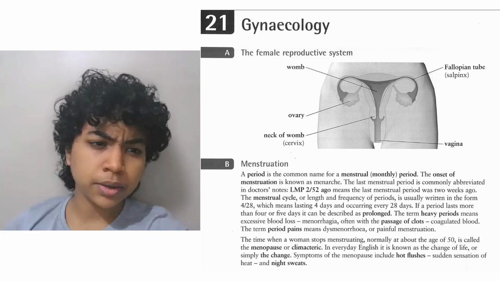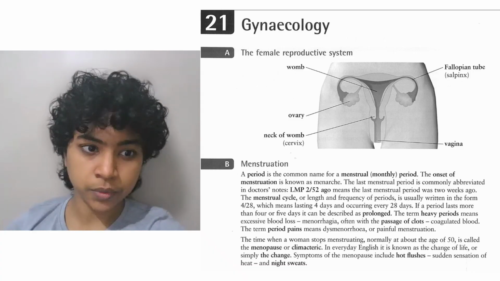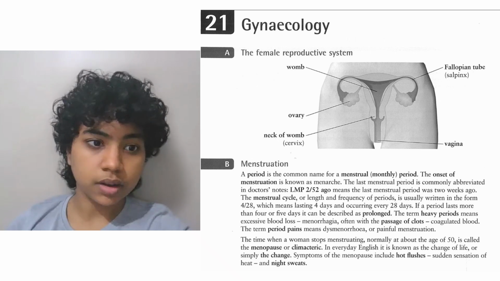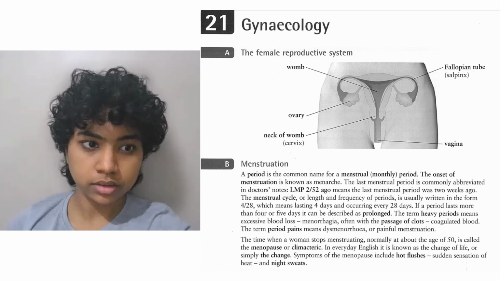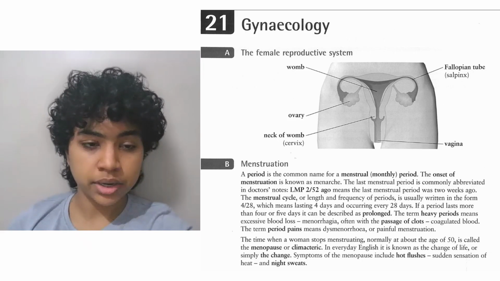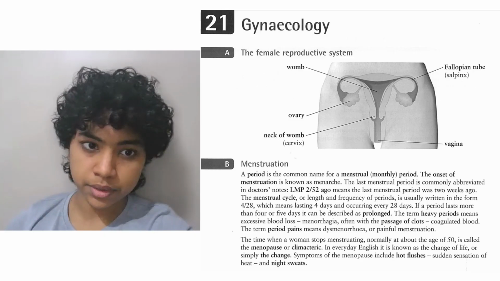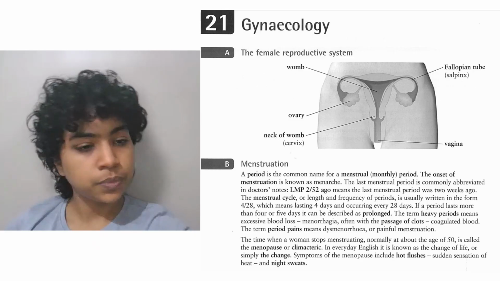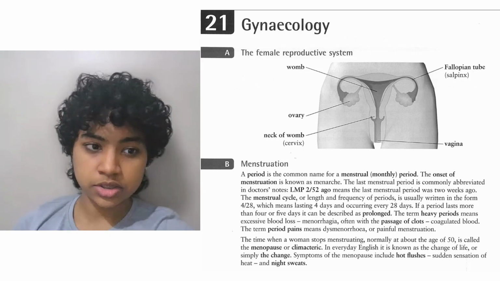Menstruation: a period is the common name for the menstrual monthly period. The onset of menstruation is known as menarche. The last menstrual period is commonly abbreviated in doctors' notes as LMP. LMP 2/52 ago means the last menstrual period was 2 weeks ago.